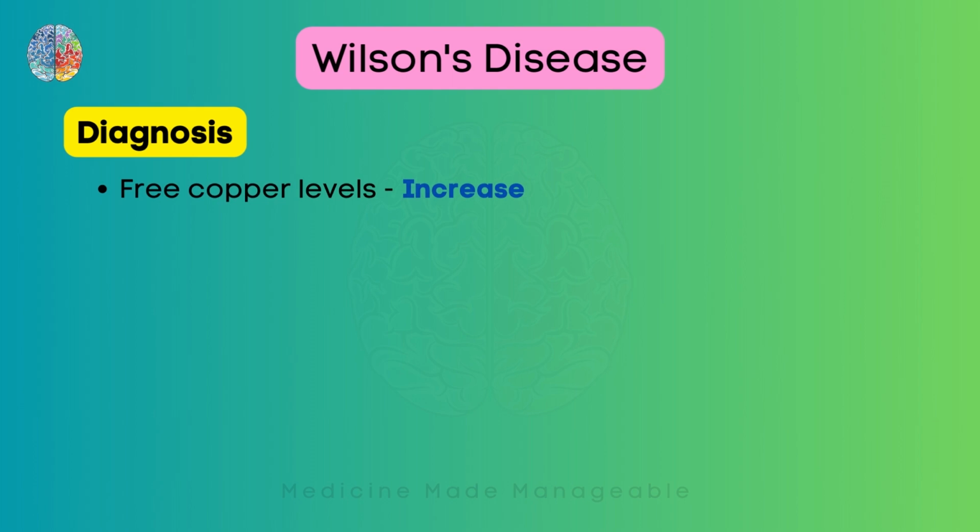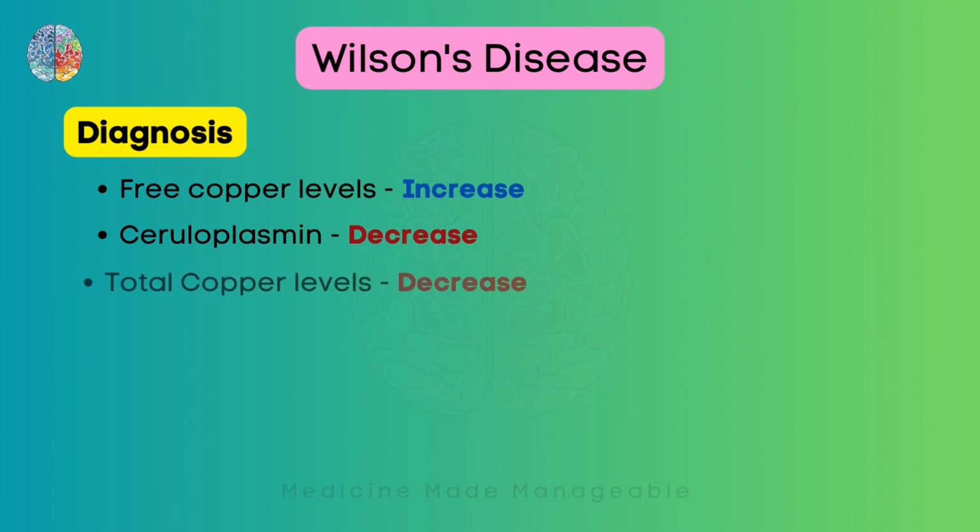Now, how are you going to diagnose this condition? The levels of free copper will increase. And why is that? We just saw. Because copper is not able to bind to ceruloplasmin, it accumulates inside the liver cells, breaks them and then escapes. Ceruloplasmin levels will decrease. Why is that? Because what is ceruloplasmin? It is the copper bound form of apoceruloplasmin, right? Now if copper is not able to bind, there will be no formation of ceruloplasmin. So hence the levels will decrease. And also the total copper levels will decrease.